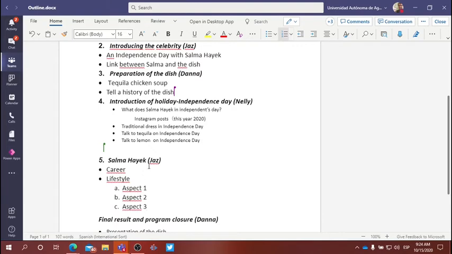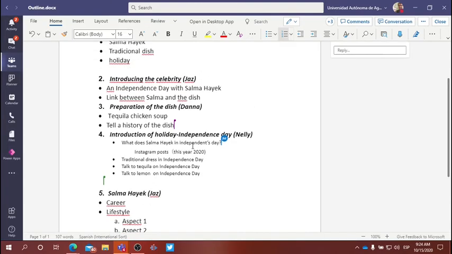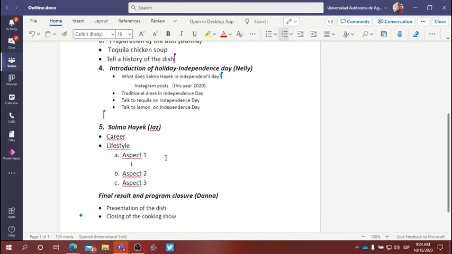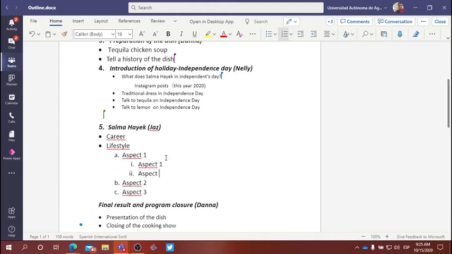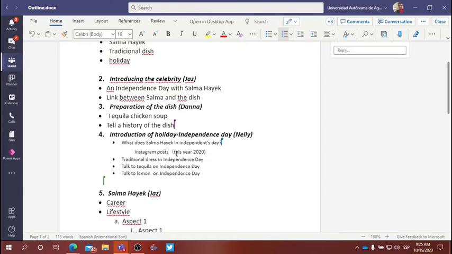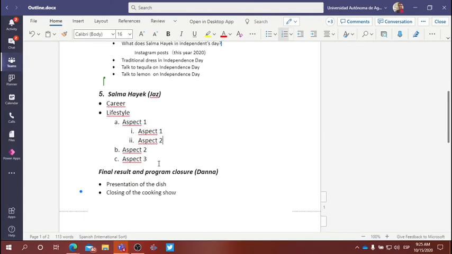This is really the exercise in doing a good outline: how many subcategories, and going as specific as possible with keywords, so that when you prepare your cooking show, you use this as a guide to remind yourself what those specific aspects are.